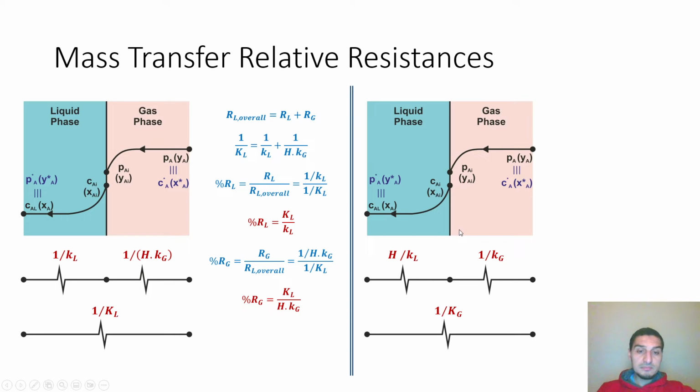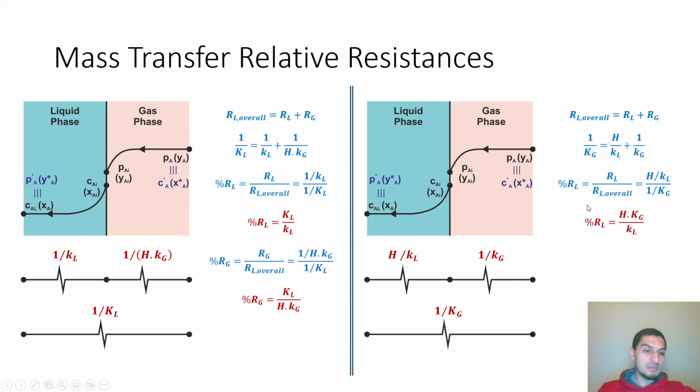We can do the same based on the units of gas phase. If I have the overall mass transfer coefficient as 1 over KG, then the gas phase resistance is 1 over kG, and the liquid is H over kL. We can do the same: the summation of these two resistances is the overall resistance, and from this we can say that the relative resistance in the liquid phase is HKG over kL, and for the gas phase it's KG over kG.